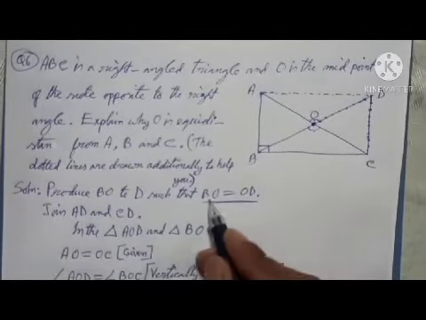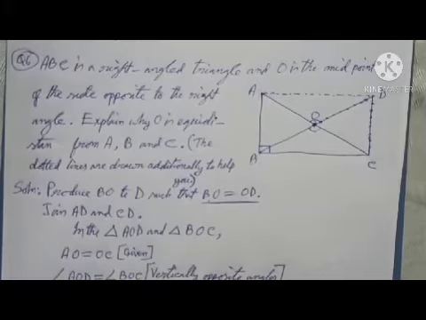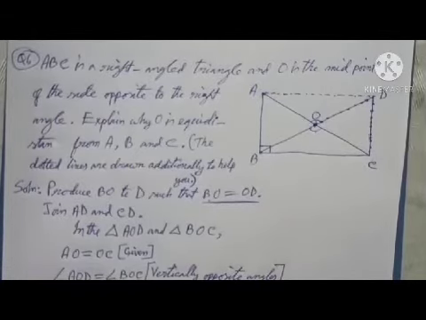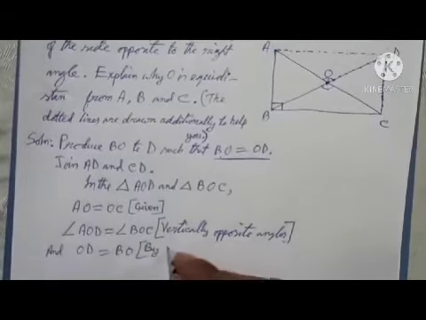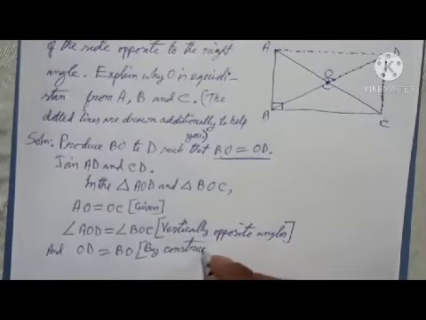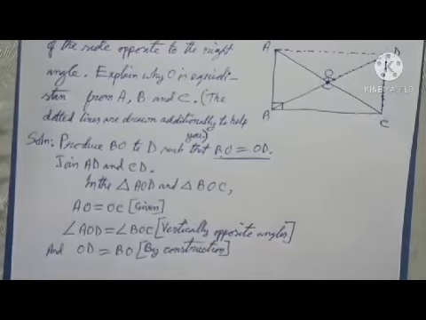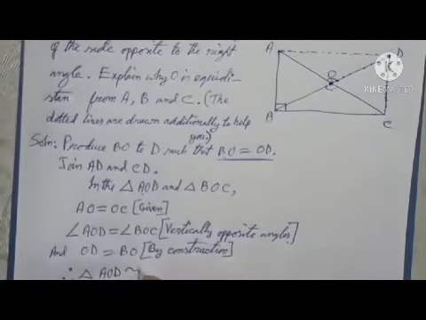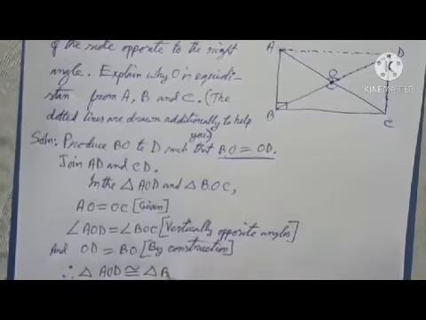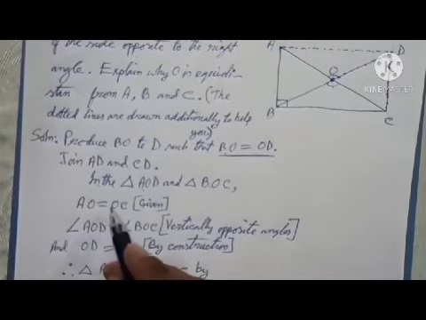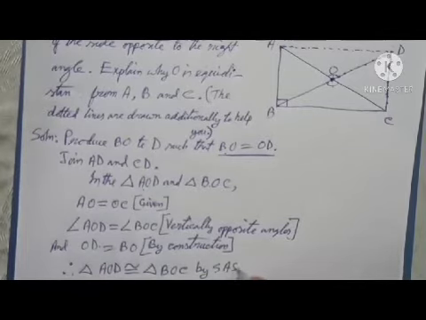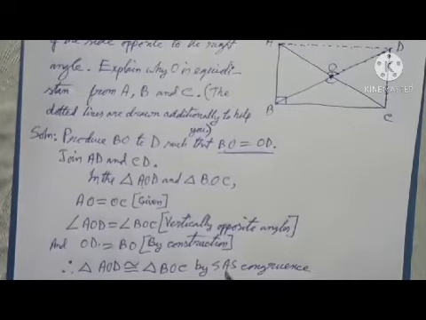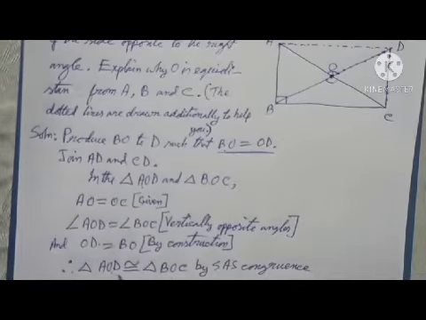BO is equal to OD by construction. Therefore, triangle AOD is congruent to triangle BOC by side angle side congruence.